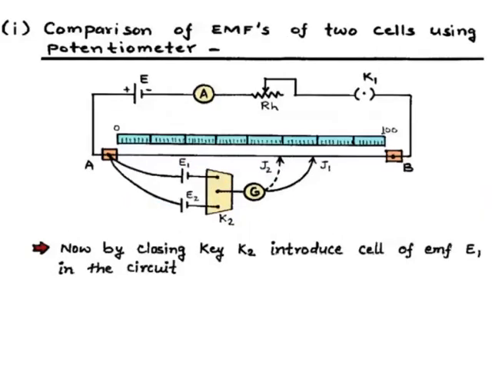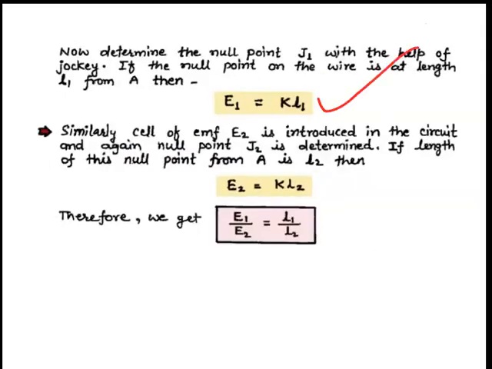I hope this is clear. Let's move on. So this was for your cell E1. When E1 was connected in the circuit, we found the balance length L1, and our equation is E1 equals KL1. Then we connected cell 2 in the circuit and found the balance length by sliding the jockey, with the null point method, to be L2. At this length, the deflection in the galvanometer was 0, so the potentials at the positive plate and negative plate are equal, and as no current is drawn from the circuit, this gives you the EMF of the cell. Now these are your two equations.